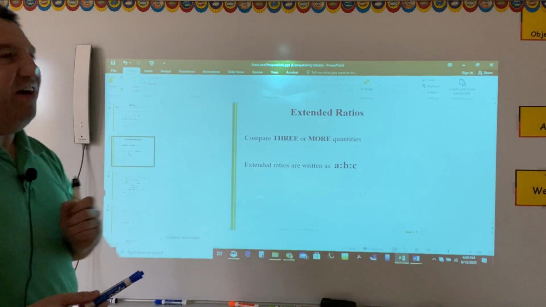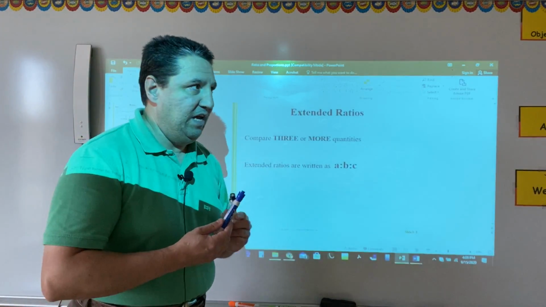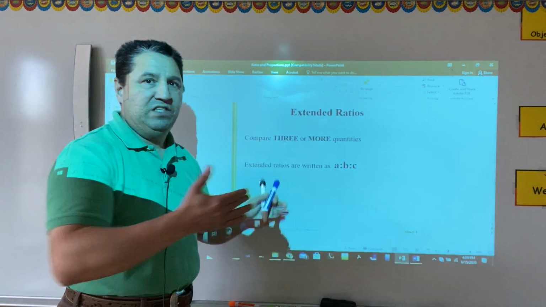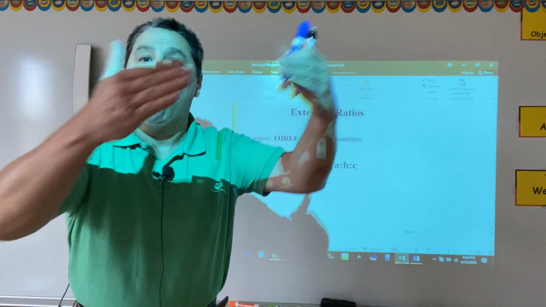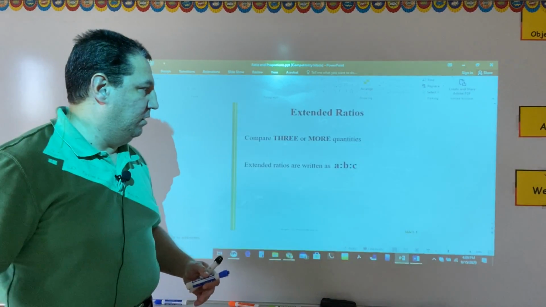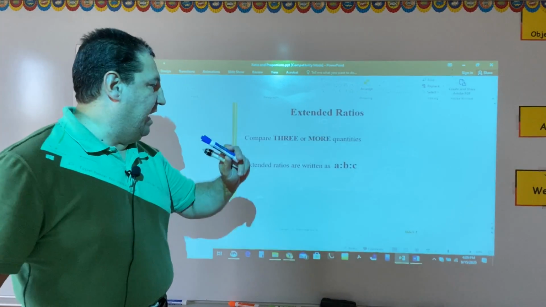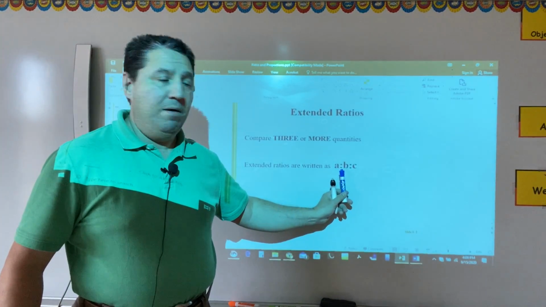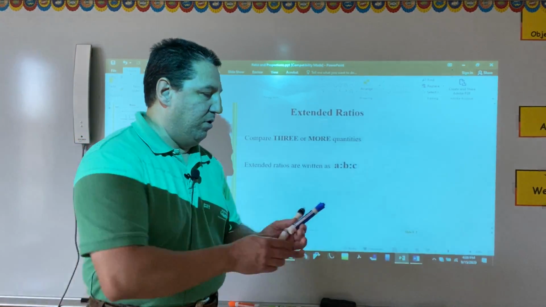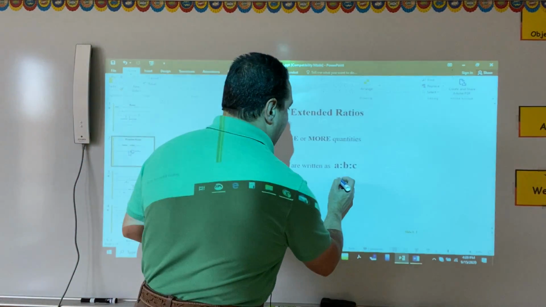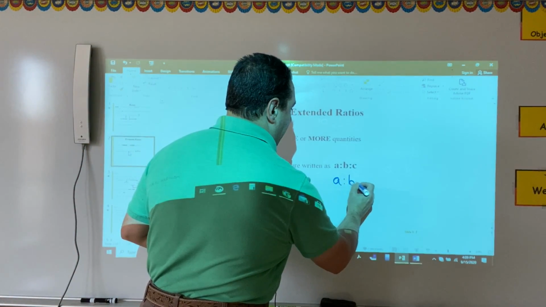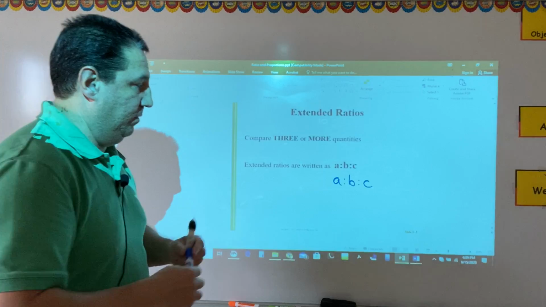We also have extended ratios. An extended ratio compares three or more quantities. We denote or express an extended ratio using this symbol, for example, A to B to C. Good.